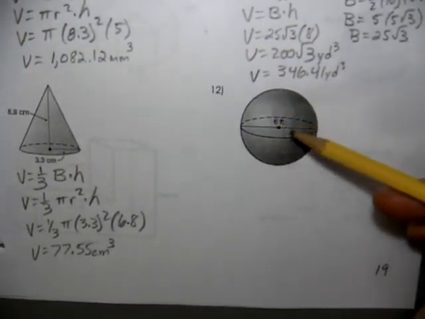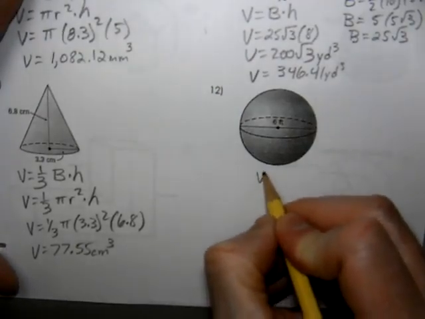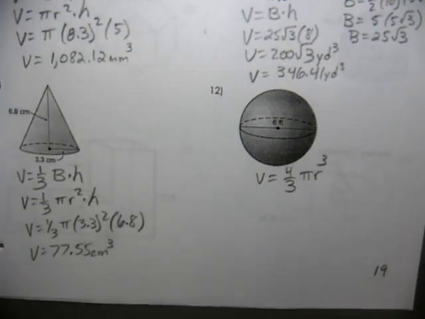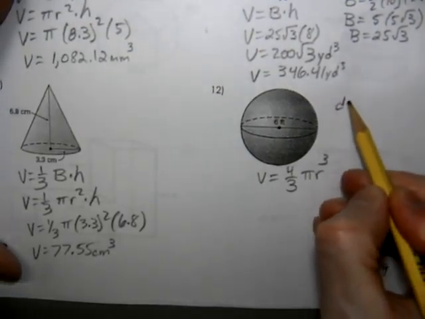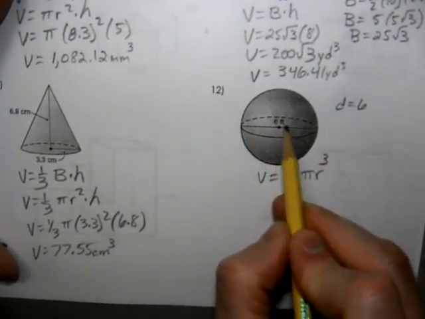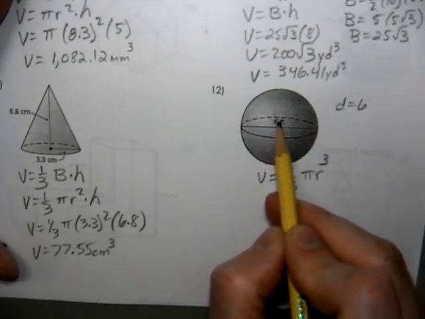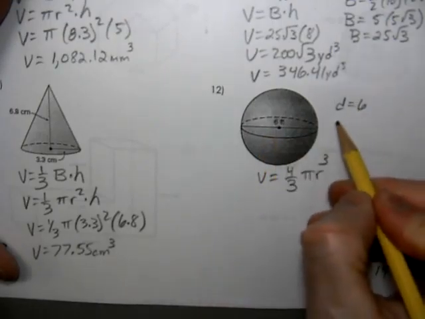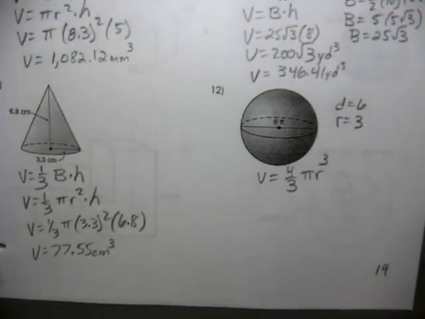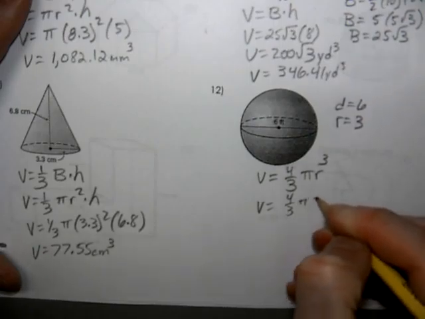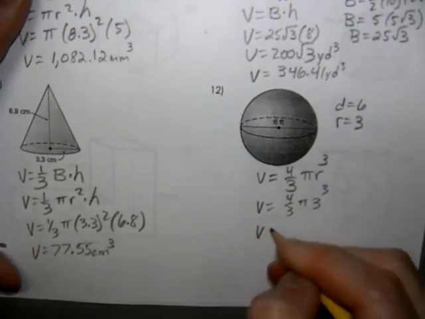Finally, we have a sphere. The volume of a sphere is 4/3 pi r cubed. Well, our diameter is 6. Notice that the line goes all the way through the sphere, and the measurement is here in the middle. So the radius is going to be half of that. So the volume equals 4/3 pi 3 cubed.